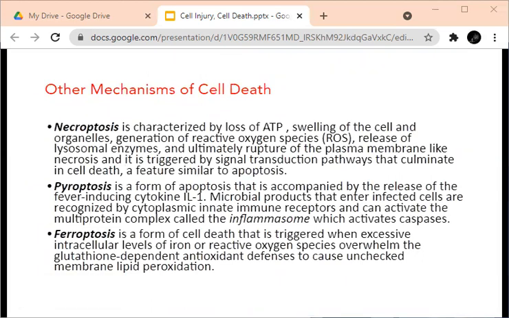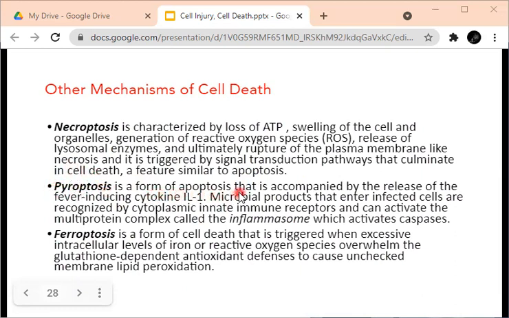Now there are also different manners or mechanisms of cell death aside doon sa two main natin, necrosis and apoptosis. So we have necroptosis. This is characterized by necrosis and apoptosis. Pag necrosis, ito yung loss of ATP, swelling of the cell and organelles, generation of ROS, release of lysosomal enzymes, and rupture of plasma membrane, just like the necrosis. Okay. However, this is triggered by signal transduction pathway that culminate in cell death, feature of apoptosis. And next, we have pyroptosis. Ano to? Pyroptosis from the word pyro, fire, or fever, no?